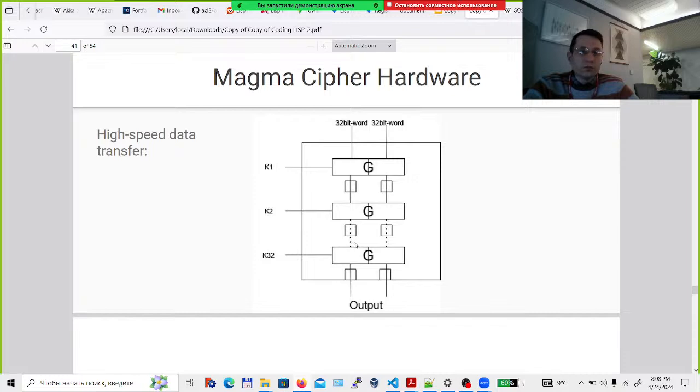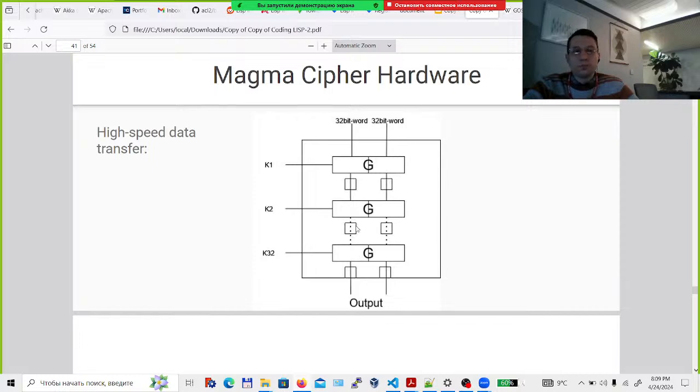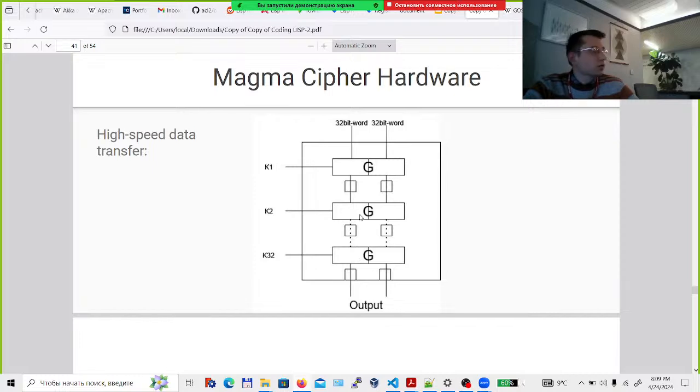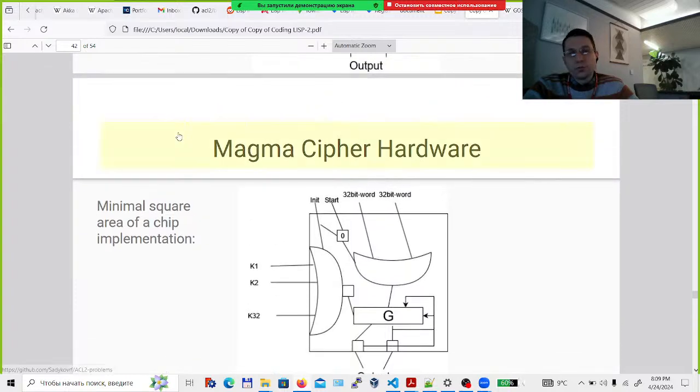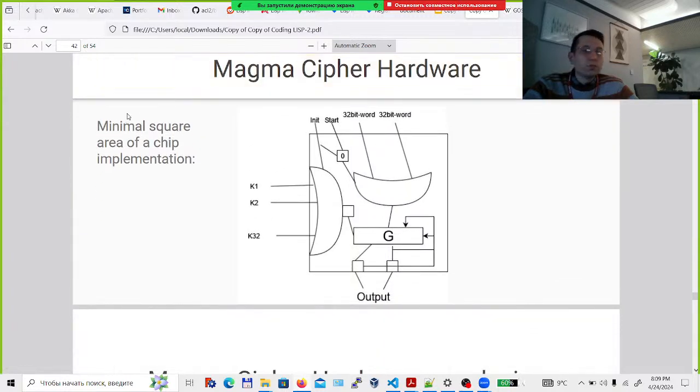It works, but it's very expensive, because as you can see, we have a lot of transform modules here, and they do the same thing. But sometimes we are trying to do a low-cost solution and minimize the area of the chip. This is the solution for Magma Cipher hardware. This is a minimal square area chip implementation.